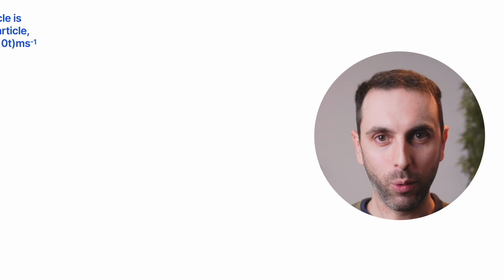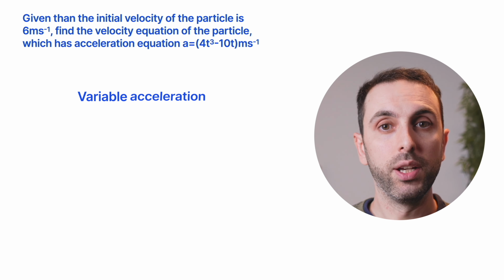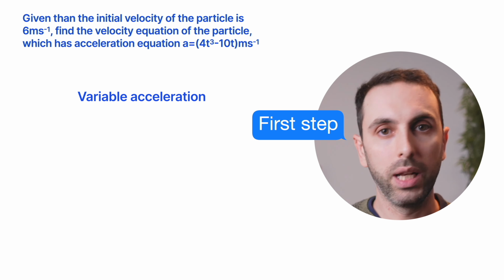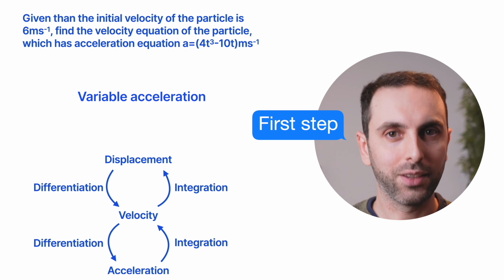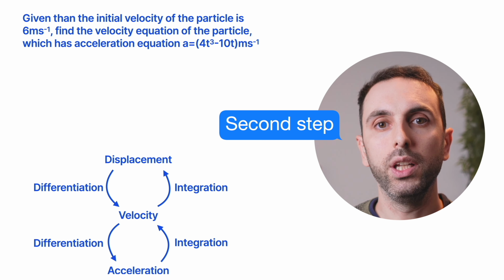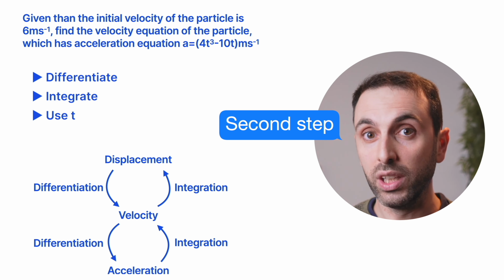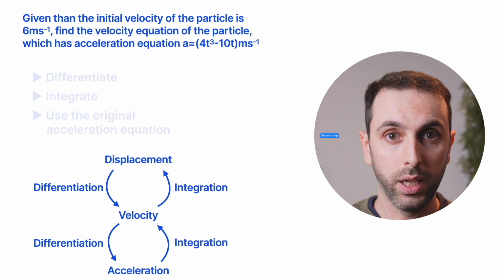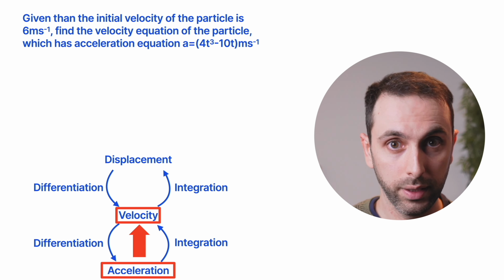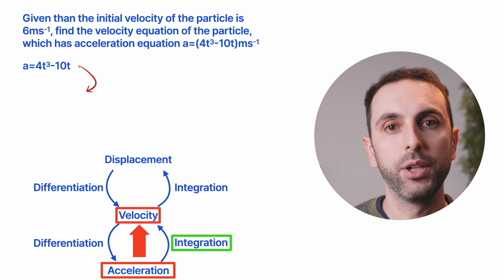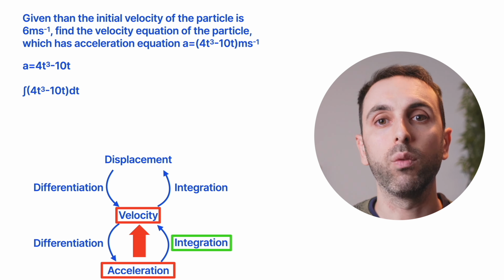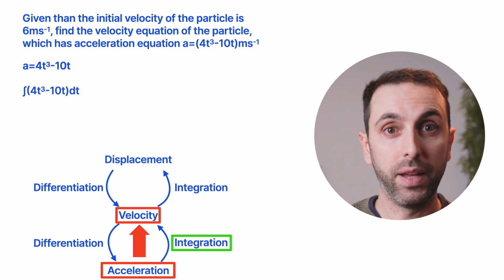When tackling the following question, since this is a variable acceleration question because acceleration is a function of time, the first step is to write down the relationship between displacement, velocity, and acceleration on the side. The second step is to decide whether we need to differentiate, integrate, or use the original acceleration equation. And since we start with acceleration and the question wants us to find the velocity equation, therefore we need to integrate the original equation. I'm assuming you know how to integrate this, but we want to add 1 to the power of t, then divide by that new power.